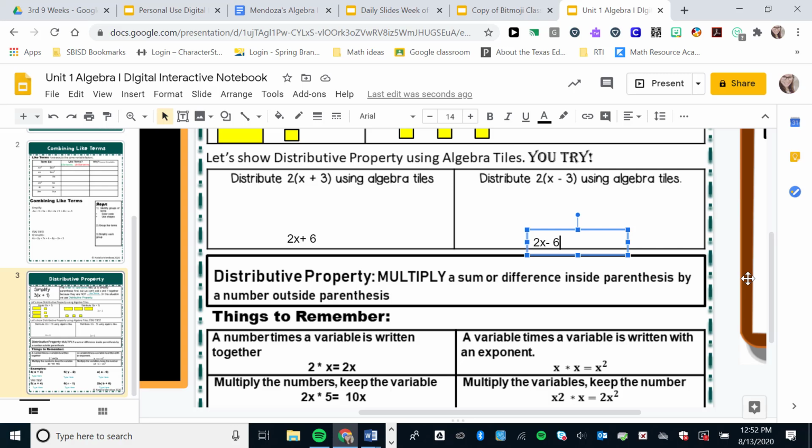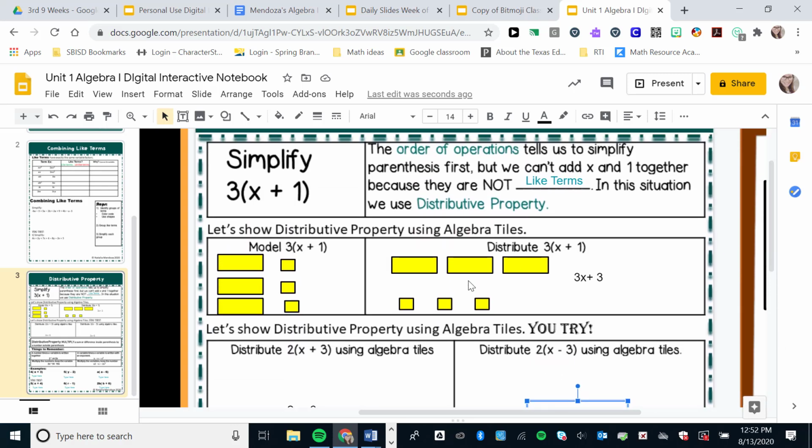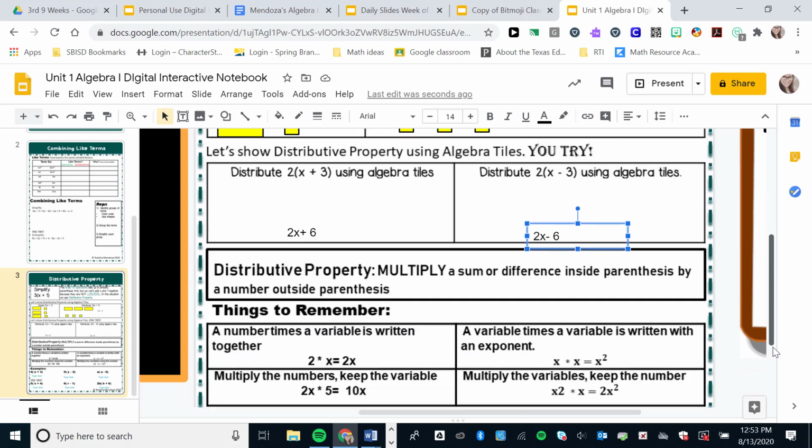The distributive property states that you multiply its sum or difference inside parentheses by a number outside the parentheses. So that's exactly what we did. If we would have gone up here and I would have multiplied 3 times x, that's the same as 3x. And if I multiply 3 times 1, that's the same as 3. So then I just write it as an expression, okay? So that's what we're going to do with distributive property. This always works whenever you have a parentheses and you have a number on the outside.